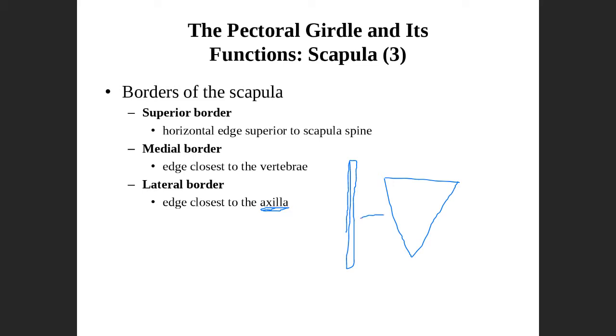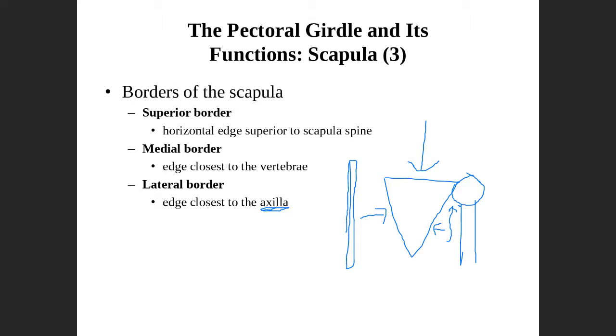So this is the medial border. This is the superior border. And then I'll draw your humerus here, and that makes the armpit right here. So this is the lateral border.